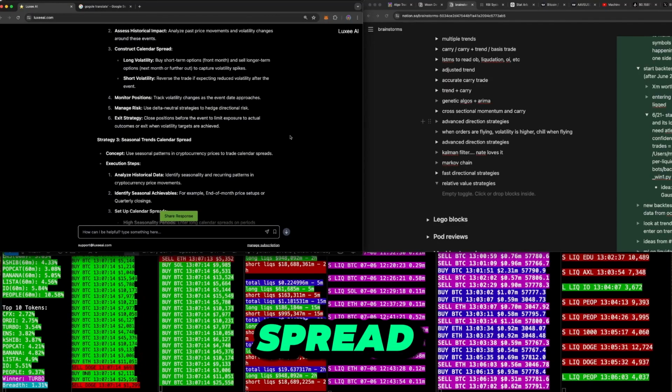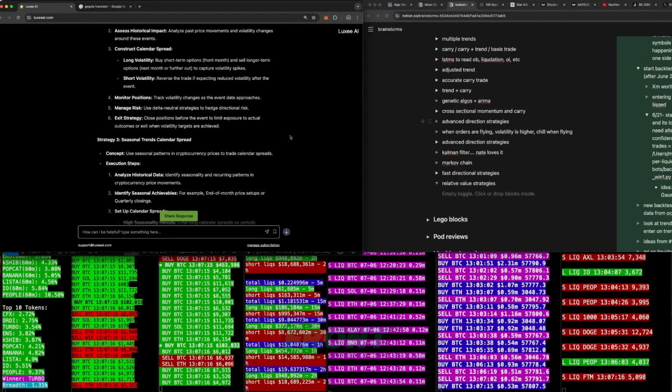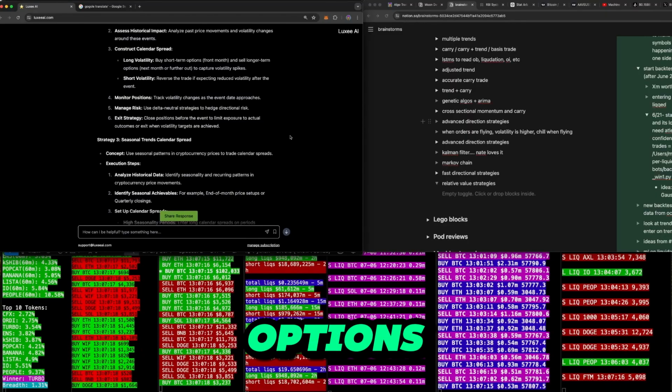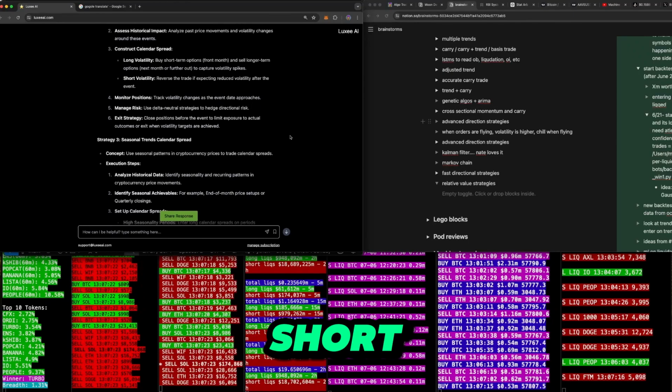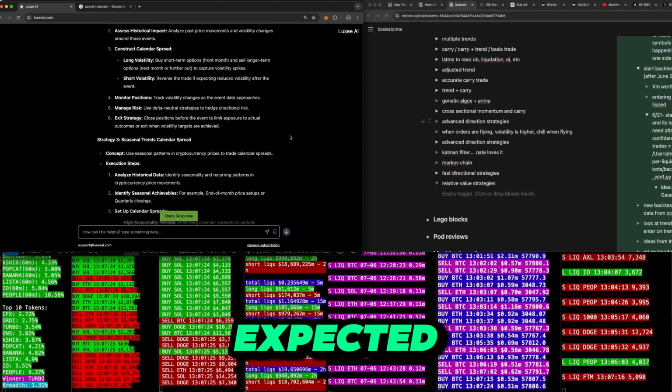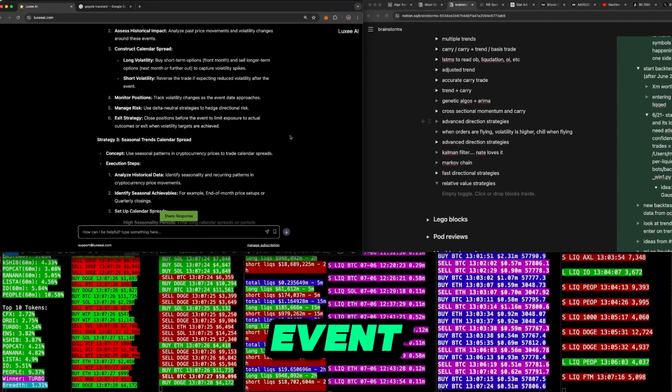Construct the calendar spread. Long volatility. Buy short-term options, front month, and sell longer-term options, next month or further out, to capture volatility spikes. Short volatility. Reverse the trade if reduced volatility is expected after the event.